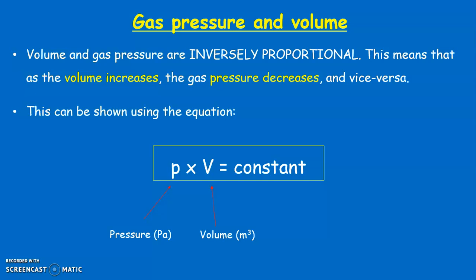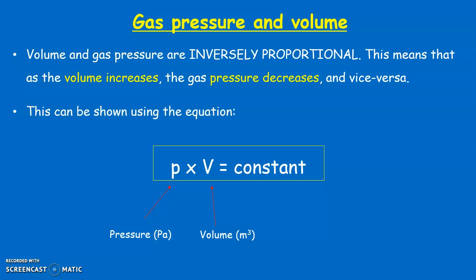Now, I mentioned a couple of slides ago that gas pressure and volume are inversely proportional. Inversely proportional is a term that comes up quite often in physics. It just means when one thing doubles, the thing that's affected by it halves, or any other ratio. Basically, they are in proportion, but opposite proportions. So, as the volume increases, pressure decreases by the same ratio, and vice versa.